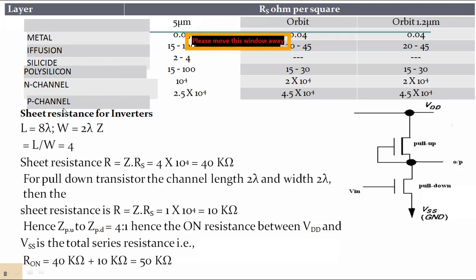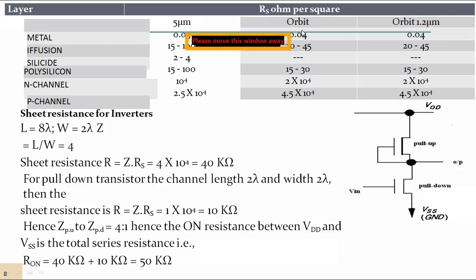If you take a P channel, why is it greater? Because it is slower. That is, P is slower than the N channel, 2.5 times slower than the N type. For that reason the sheet resistance is also the same thing. It is 2.5 times. The sheet resistance value is more than that of the N channel. N channel is 10 to the power 4. P channel is 2.5 into 10 to the power 4.